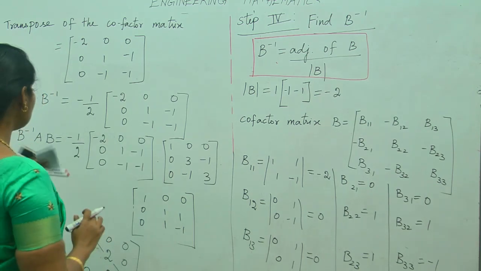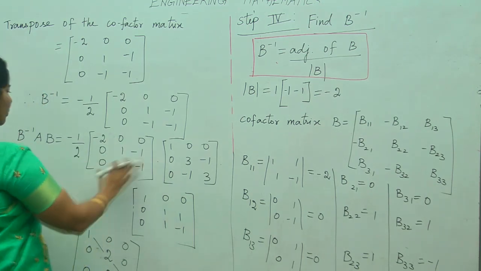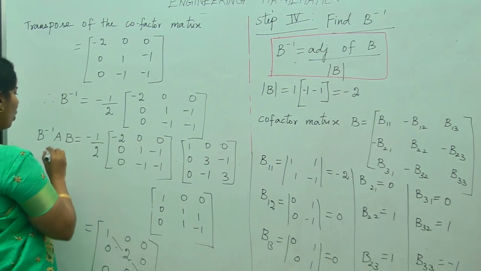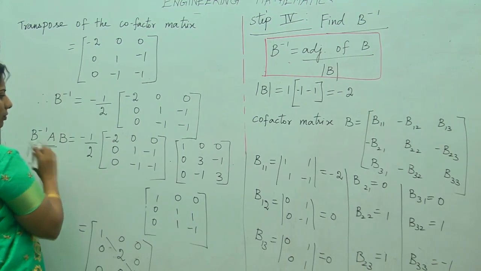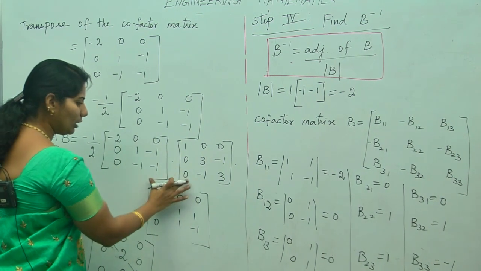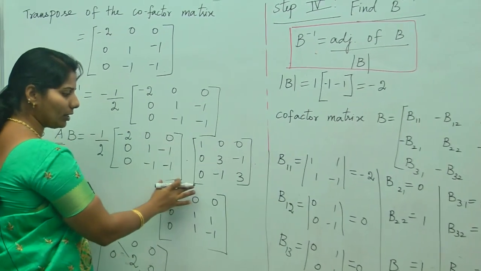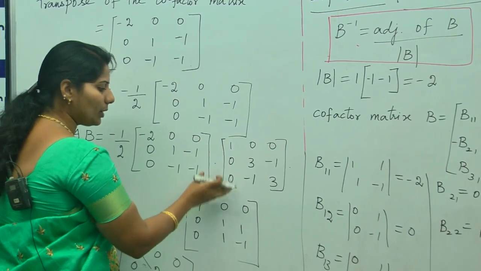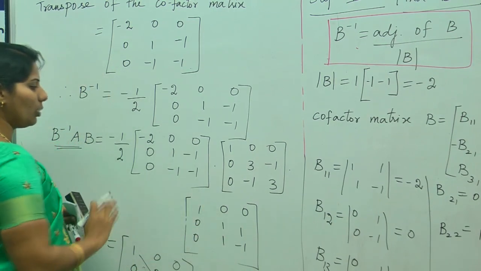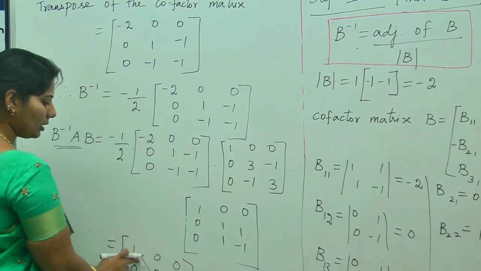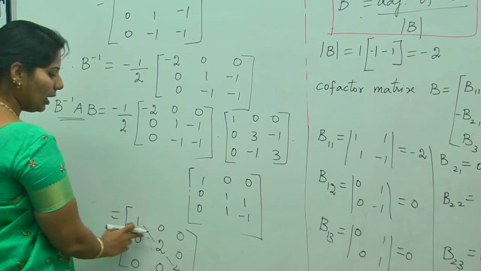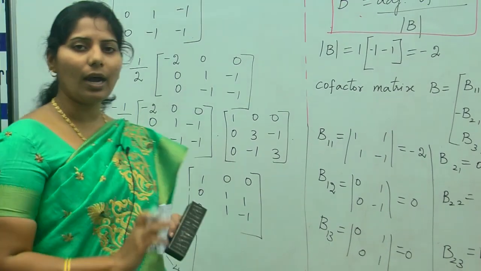I will teach you one simple way to find out the product. First, always go for the B inverse A. You first multiply these two and then whatever the resulting matrix you are getting, you multiply with the last one. This will give you an easy way for finding out the diagonal values as the eigenvalues.